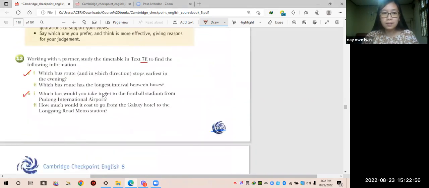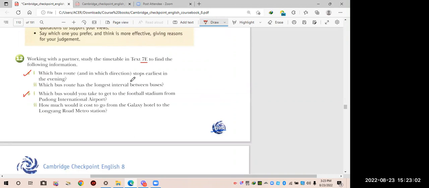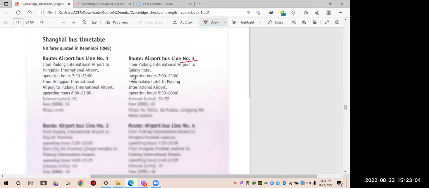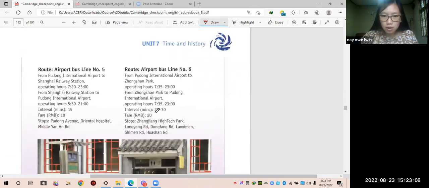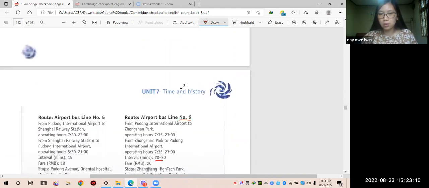Okay, so how about number two? Which bus route has the longest interval between buses? Line number six has the longest interval time, right? It has to lie between 20 to 30 minutes. So that will be the longest interval. So the answer is line number six, correct?